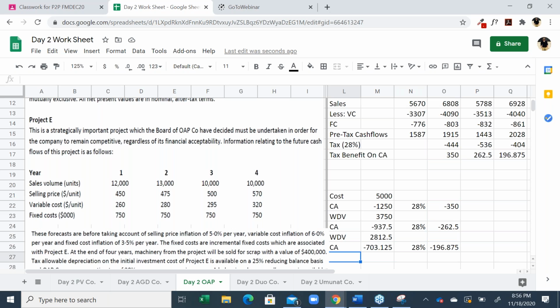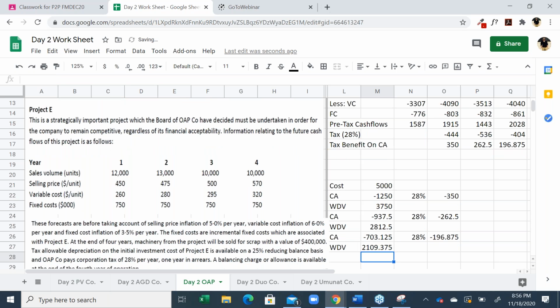Now for the last year, now this is very important. For the last year, first we need to find out WDV, that is the remaining value of the asset, which is still to be allowed as depreciation. This is it, 2109.375. Now this is the last year of the asset, and after this last year there will be no project, and hence we won't be getting any tax benefit. So whatever tax benefit is left will be allowed in this last year.